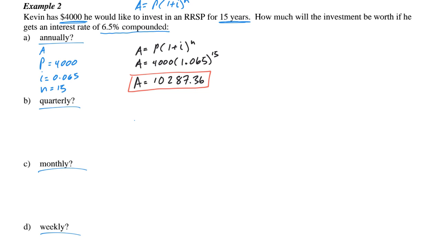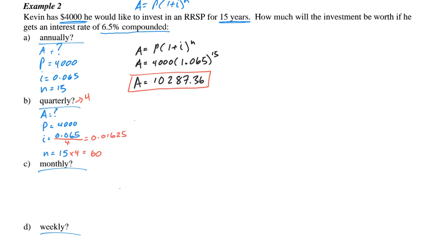So now let's do this again. Instead of annually, this time we're going to do quarterly. When you hear the word quarterly, it means there's 4 parts to the year. So we have this for our A, P, I, N: 4,000, 0.065 divided by 4, which is that decimal, and then N equals 15 times 4, which is 60.